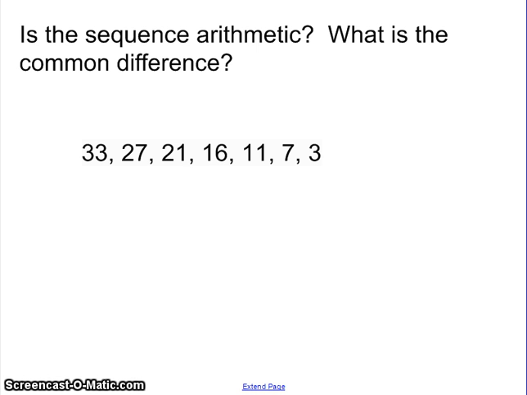Okay, here's my next problem. Make sure that you have everything written in your notes. Is this sequence arithmetic, and what is the common difference? Okay, so let's examine this sequence.